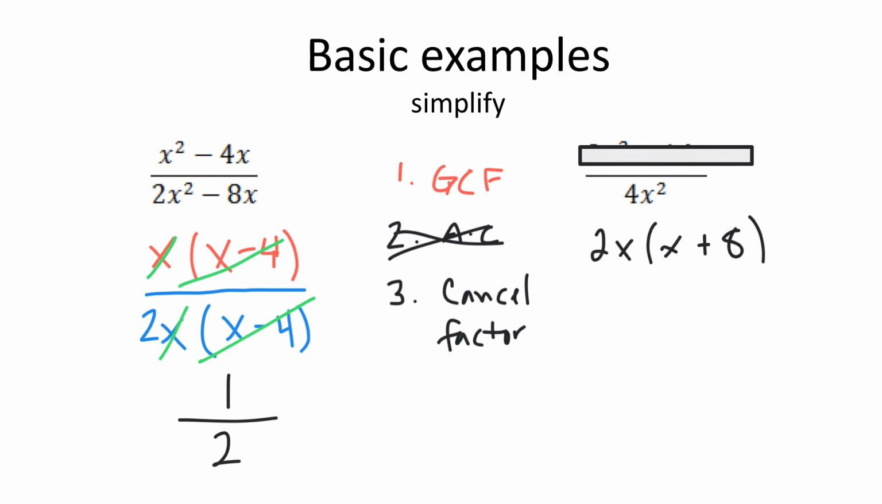And so here I just have 4x squared, and there are no other terms or anything like that that I can find greatest common factors in. And so I'm just going to leave this as 4x to the second. Now the idea behind this is that we have to be very careful with how we cancel things and how we write things.